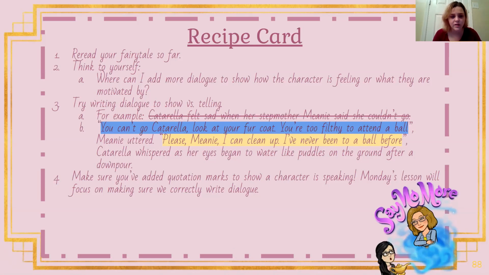after a downpour. So you notice the difference between the first one and the second one. The first one's a good sentence, but the second one, I've just made it so much juicier. And through that dialogue, I'm really showing that Mimi is cruel. She's ruthless. She doesn't care about Catarella and how she's feeling. And that's what we want to do as writers.